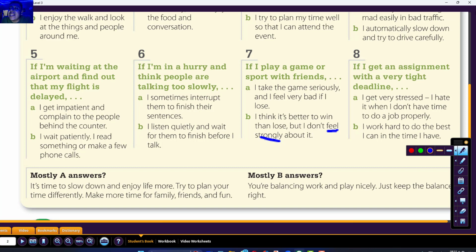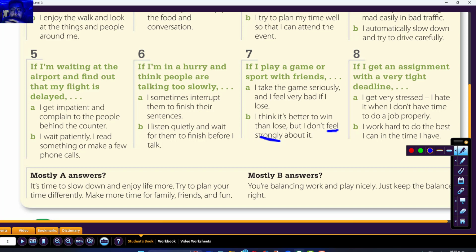8. If I get an assignment with a very tight deadline, that means that you have to hand out your assignment in a very short period of time. What happens? A. I get very stressed. I hate when I don't have time to do a job properly. Or B. I work hard to do the best I can in the time I have. What kind of person are you? A. The kind of person who gets stressed. Or B. The kind of person who works even harder to do the best you can.